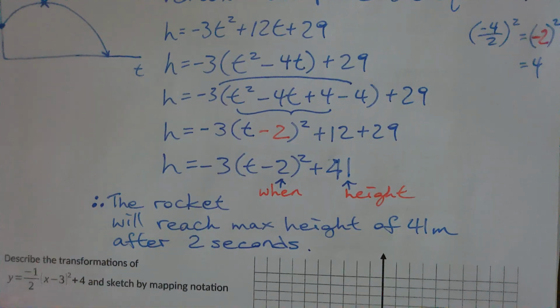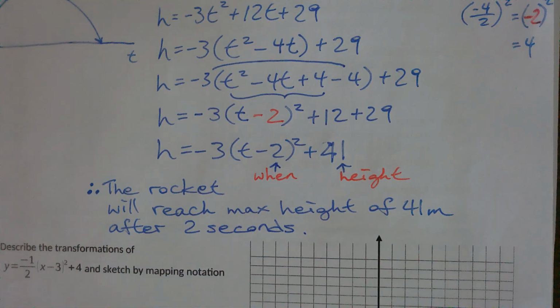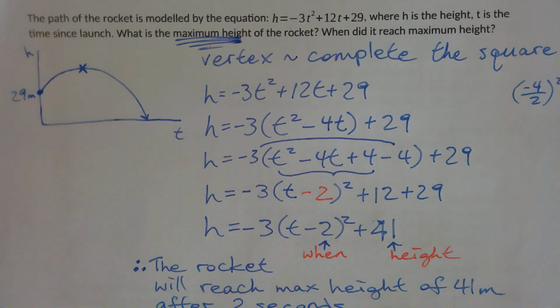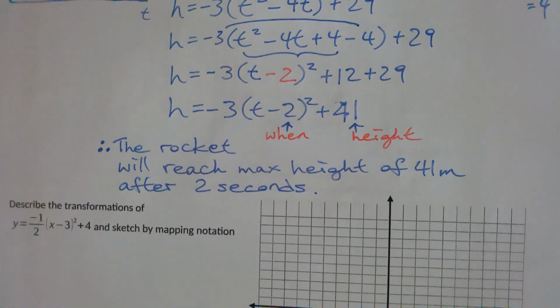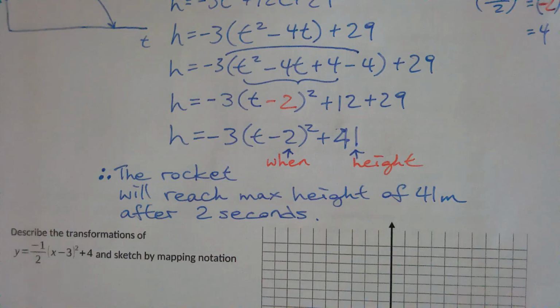Okay. On the exam, it's either going to be a rocket or a soccer ball or a basketball. It's going to be something like this. Okay. Any question about completing the square? Since you have to know how to do it.